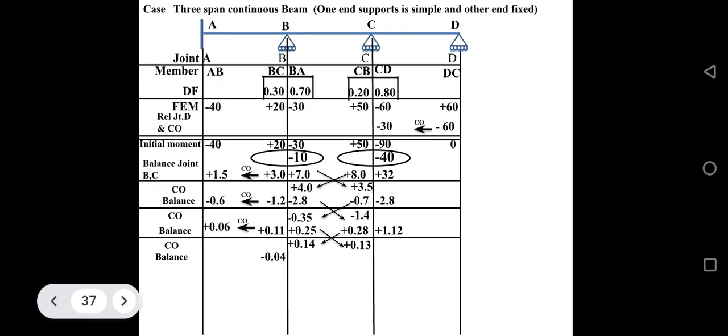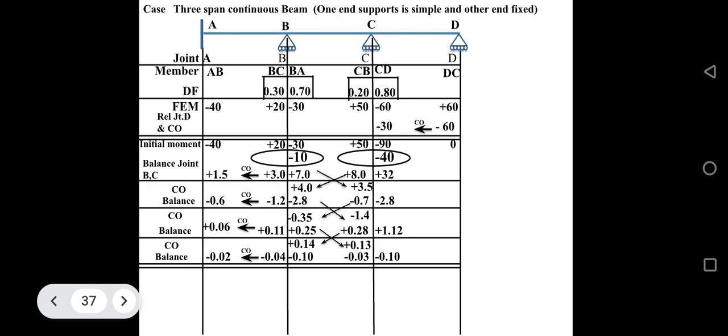For example, here 0.14 is multiplied with 0.3 and 0.7. The value is plus 0.14, that's why there is a minus sign on both sides. 0.13 is multiplied with 0.2 and 0.8, and again carry over. But we will not carry over further from B to C because it is said that minimum 3 cycles.